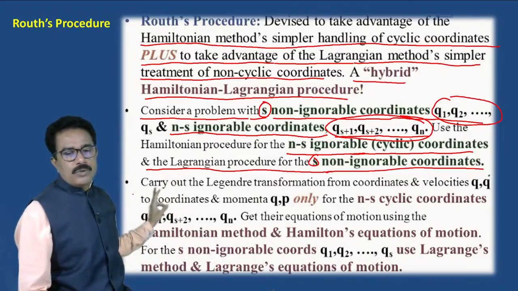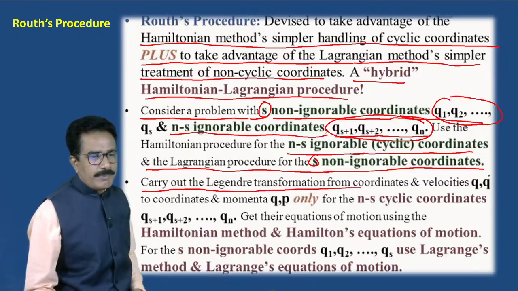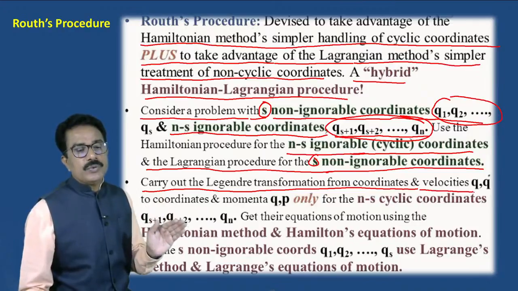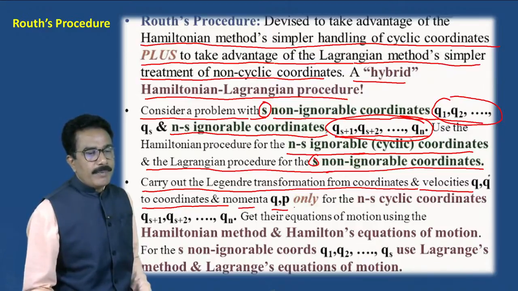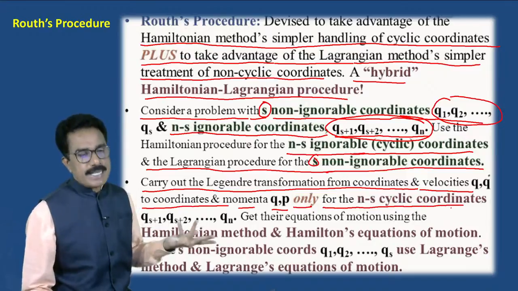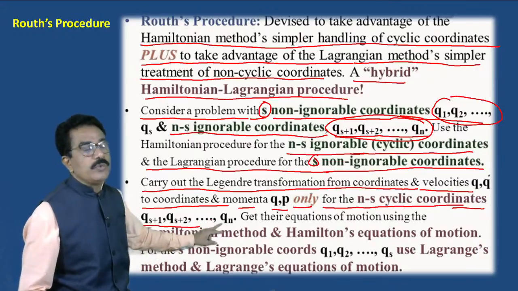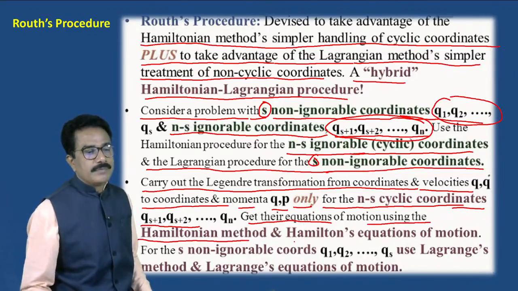Now next, note number 6: carry out the Legendre's transformation from the coordinates, that is, velocities q comma q dot, to the coordinates of momenta p comma q, only for the n minus s cyclic coordinates, that is q(s plus 1), q(s plus 2) and so on, getting their equations of motion using the Hamiltonian method, the Hamiltonian equation of motion.